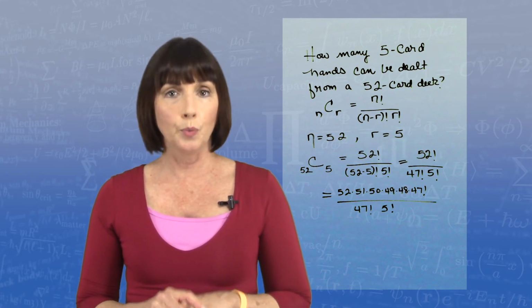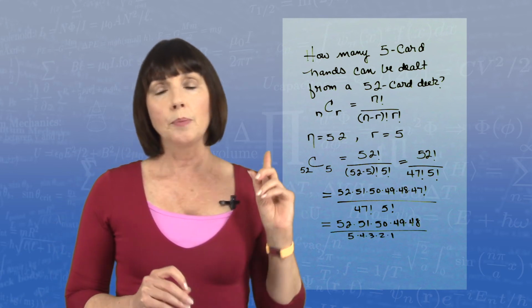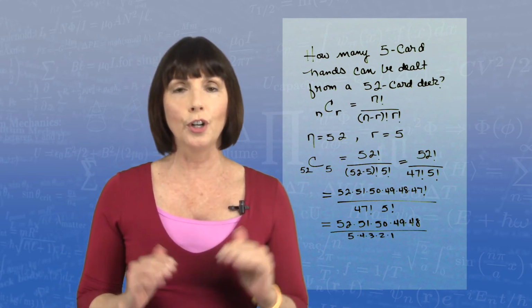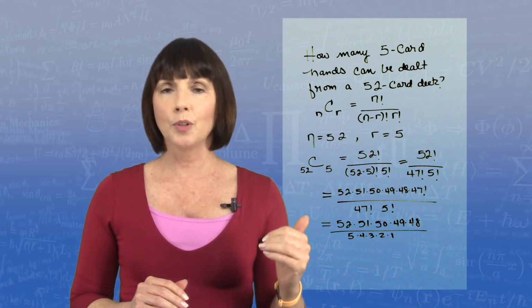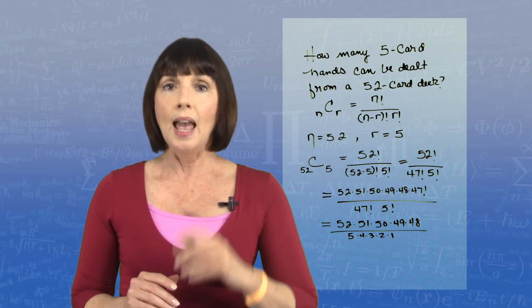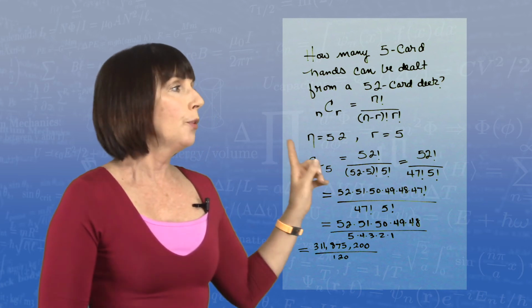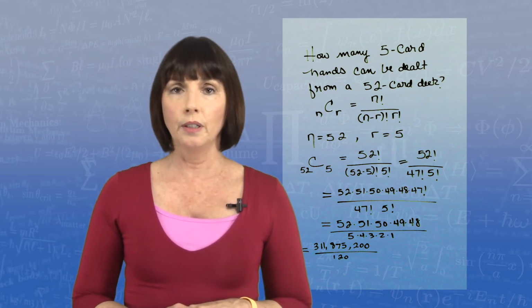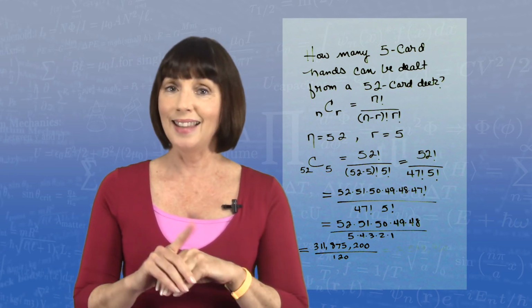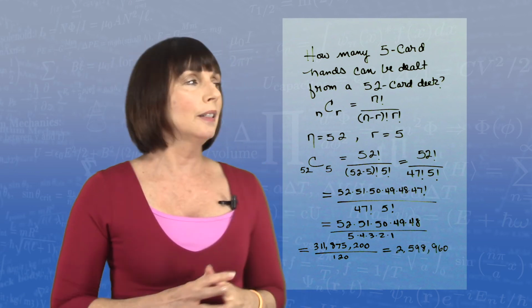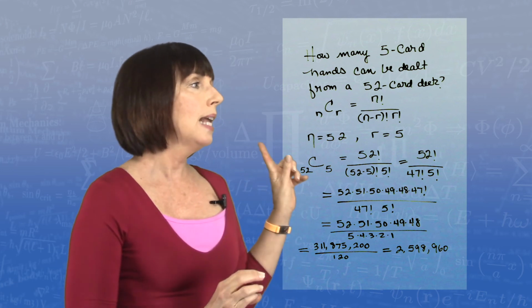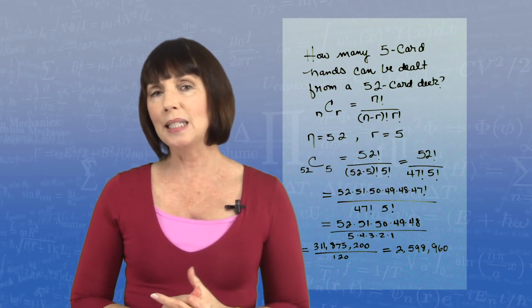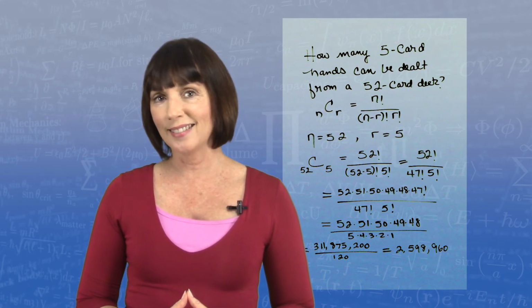So I am left with 52 times 51 times 50 times 49 times 48 over 5 times 4 times 3 times 2 times 1. And that's equal to 311,875,200 over 120. And that's equal to 2,598,960. That's how many 5-card hands can be dealt from a standard 52-card deck.